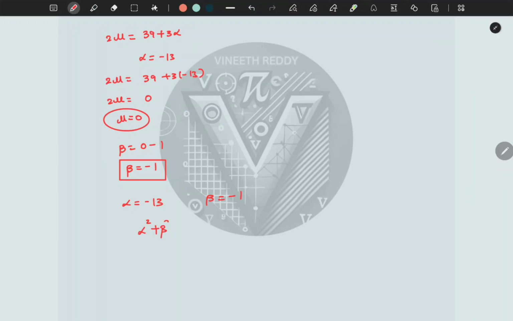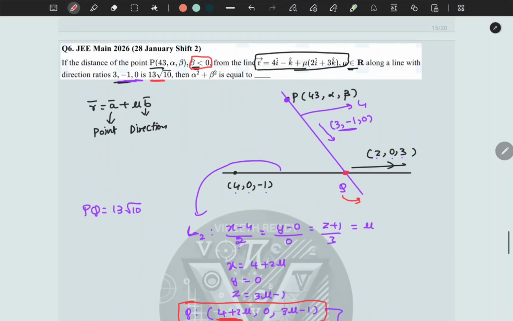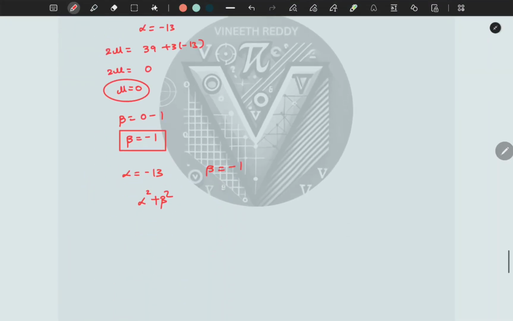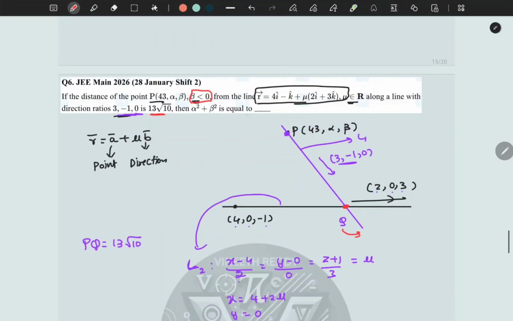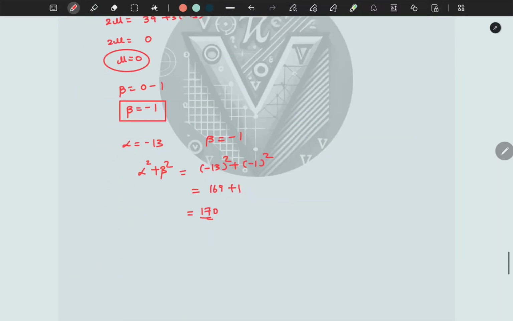So alpha square plus beta square is what is being asked, I think. So that's the question. So that should be minus 13 whole square plus minus 1 whole square. So that should be 169 plus 1. So 170 should be the answer. Let us check it. Okay, so 170 should be the answer. This is a numerical integer type question. So fine. Now let us go to the next question, dear students.